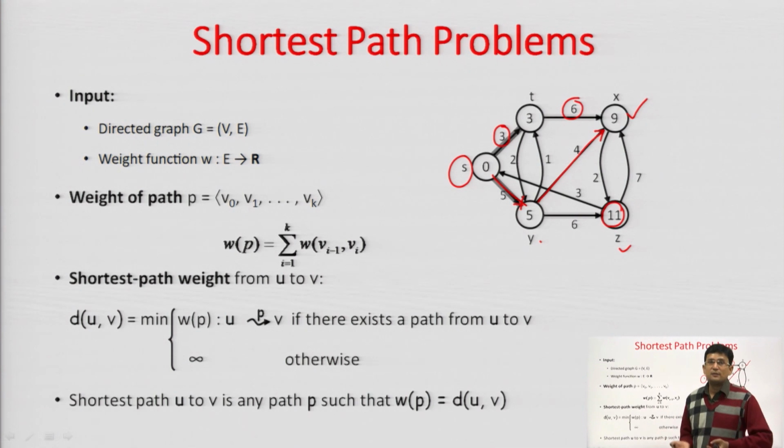However, various paths are possible. One path is S to T and then T to X, then S to Y, Y to Z and then Z to X. So out of these we will select the minimum path, the shortest path route.